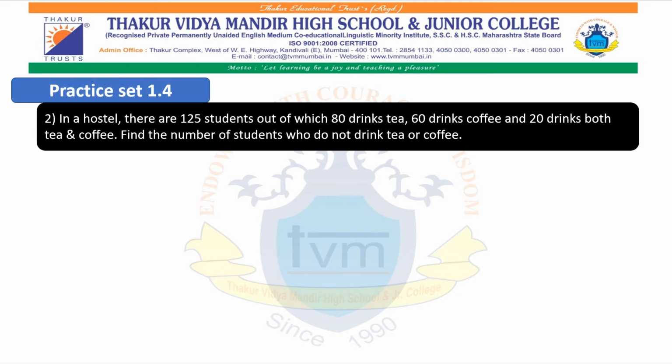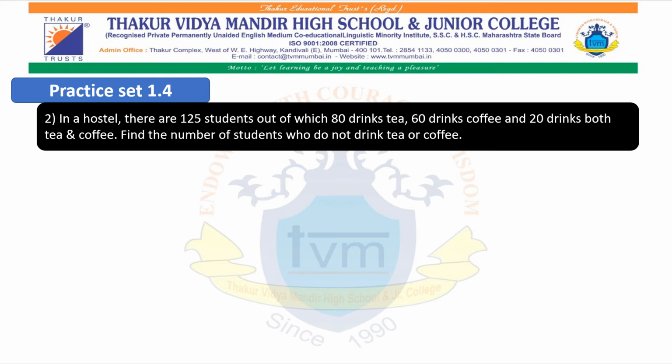Sum number 2, word problem. Now we are going to study the application of sets in a word problem. Let us begin with this second sum. In a hostel, there are 125 students, out of which 80 drink tea, 60 drink coffee, and 20 drink both tea and coffee. Find the number of students who do not drink tea or coffee.